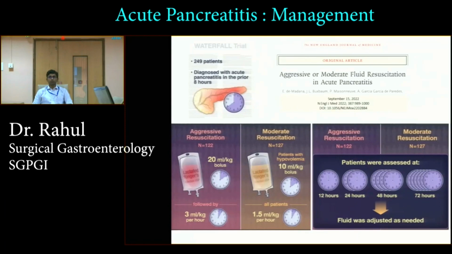But we need to find out whether aggressive fluid therapy or moderate fluid resuscitation should be given. There was a trial based on 249 patients, which considered aggressive fluid therapy in one arm and moderate fluid resuscitation in the other. Aggressive fluid therapy included a 20 ml per kg bolus in the first hour, followed by 3 ml per kg per hour. Moderate fluid resuscitation used a 10 ml per kg bolus in the first 2 hours, followed by 1.5 ml per kg per hour, and they always took into account the various targets which I have already stated. They evaluated both groups at 12 hours, 24 hours, 48 hours and 72 hours, and fluid was adjusted as needed later on.